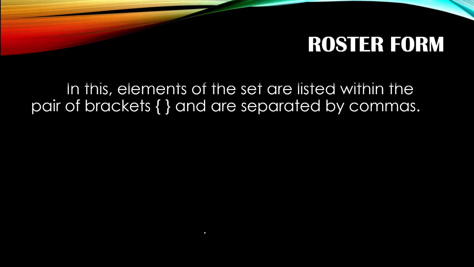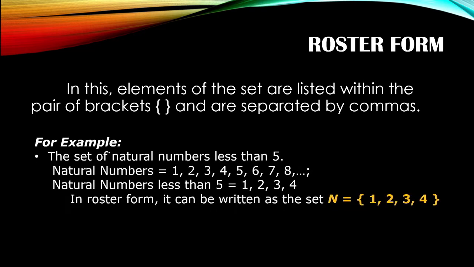Next is roster form. In roster form, elements of the set are listed within a pair of brackets and are separated by commas. For example, the set of natural numbers less than 5. Instead of using a statement, we are going to list down the numbers which are less than 5. So what are the natural numbers here? Natural numbers are equal to 1, 2, 3, 4, 5, 6, 7, 8, and so on. But the description of the set is less than 5. So a set of natural numbers less than 5.